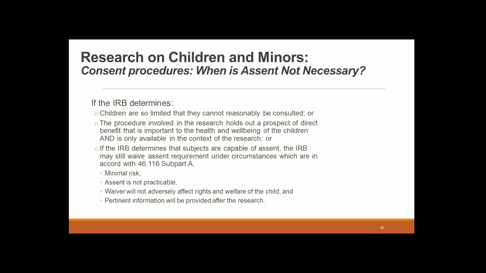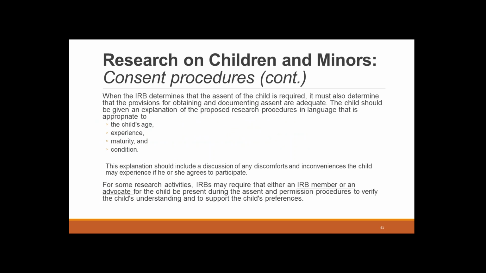So again, the IRB also determines the capability of assent based on minimal risk, and they might waive assent if it's not practical. And as long as they look at the rights of the child and make sure those are not waived, and that pertinent information will be provided after the research. Again, the IRB is going to be making that determination for you or helping you with it. The IRB is going to expect you, when you submit your application, to have an idea of these things. They'll help you fine-tune it, but you still need to know.